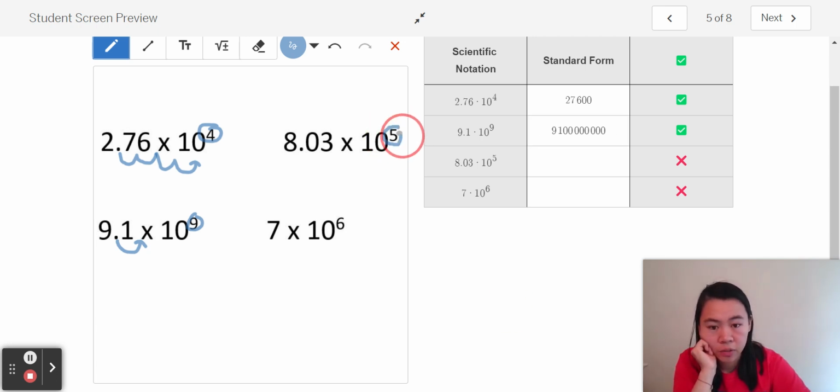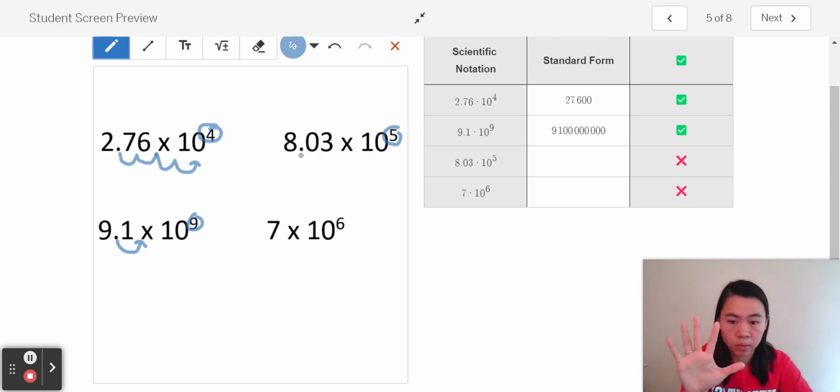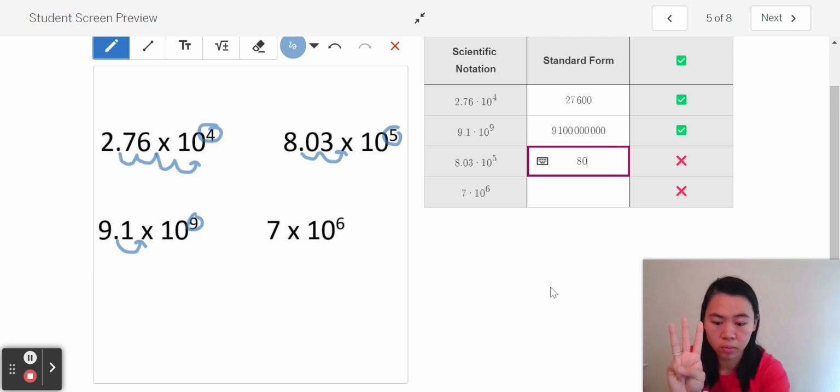I have 5 jumps. I got to use 1 to get over the 0. Now I have 4. Got to use another 1 to get over the 3. So now I'm only left with 3. So 3 zeros. 803, 3 zeros.